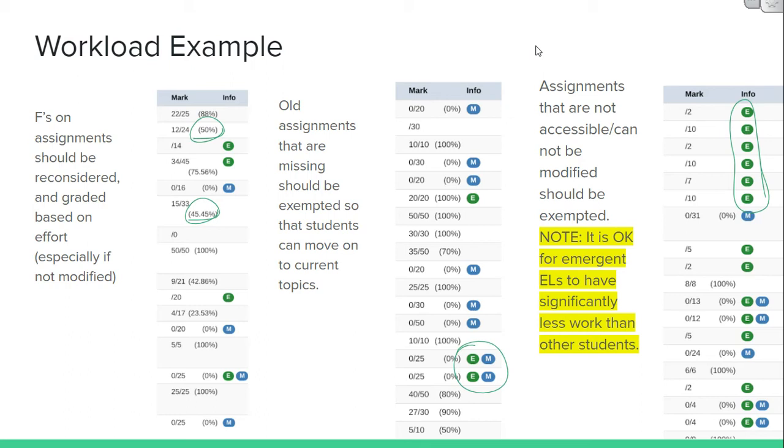Also, old assignments that are missing in this learning environment right now, it would probably be best that they're excluded so that they can move on to more current topics and not keep going back and doing old missing assignments and getting further and further behind. Now, assignments that are not accessible or cannot be modified should be exempted. I want to make a note that it is okay for an emergent ESL student to have significantly less work than other students, since the work that they do get often takes them 3 times as long as the average student.